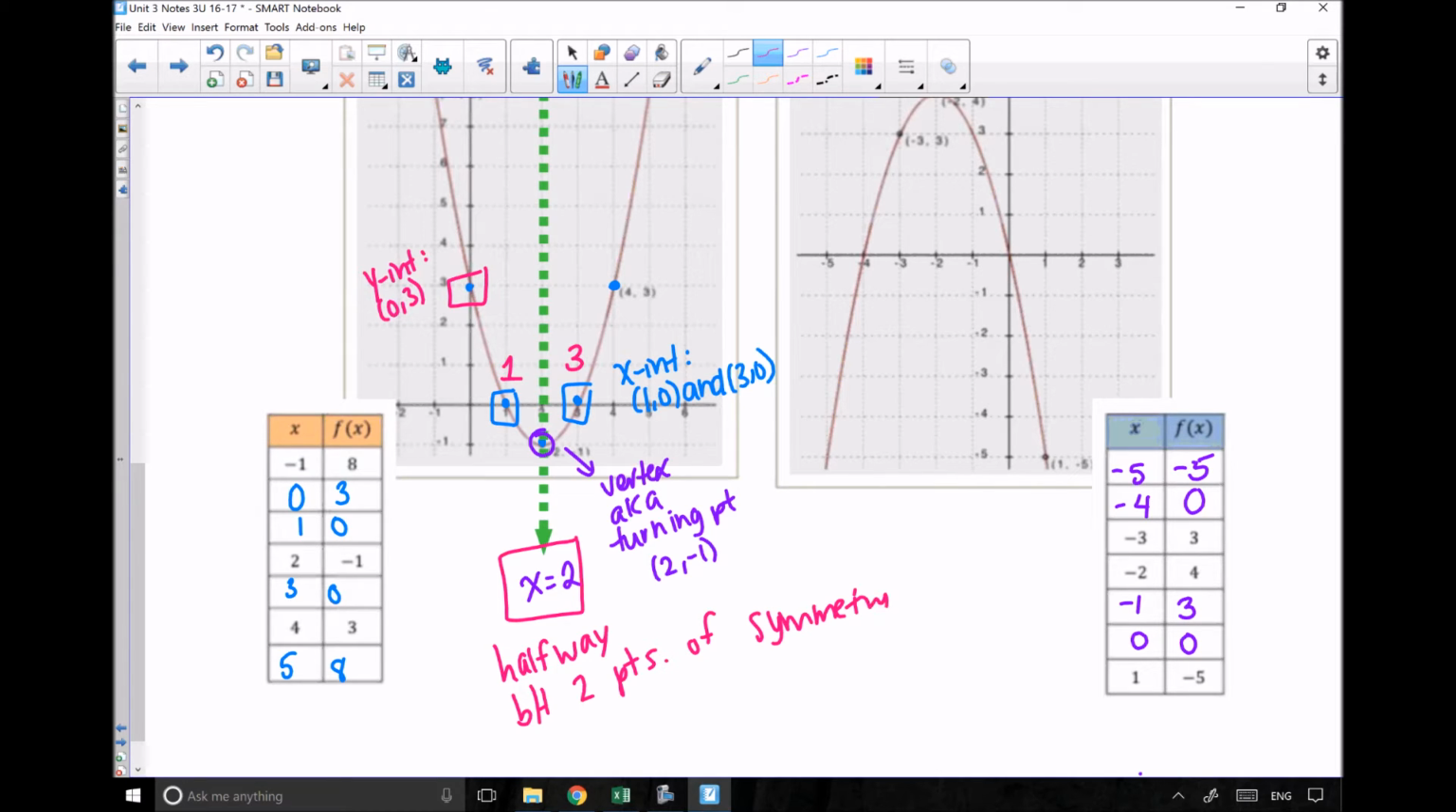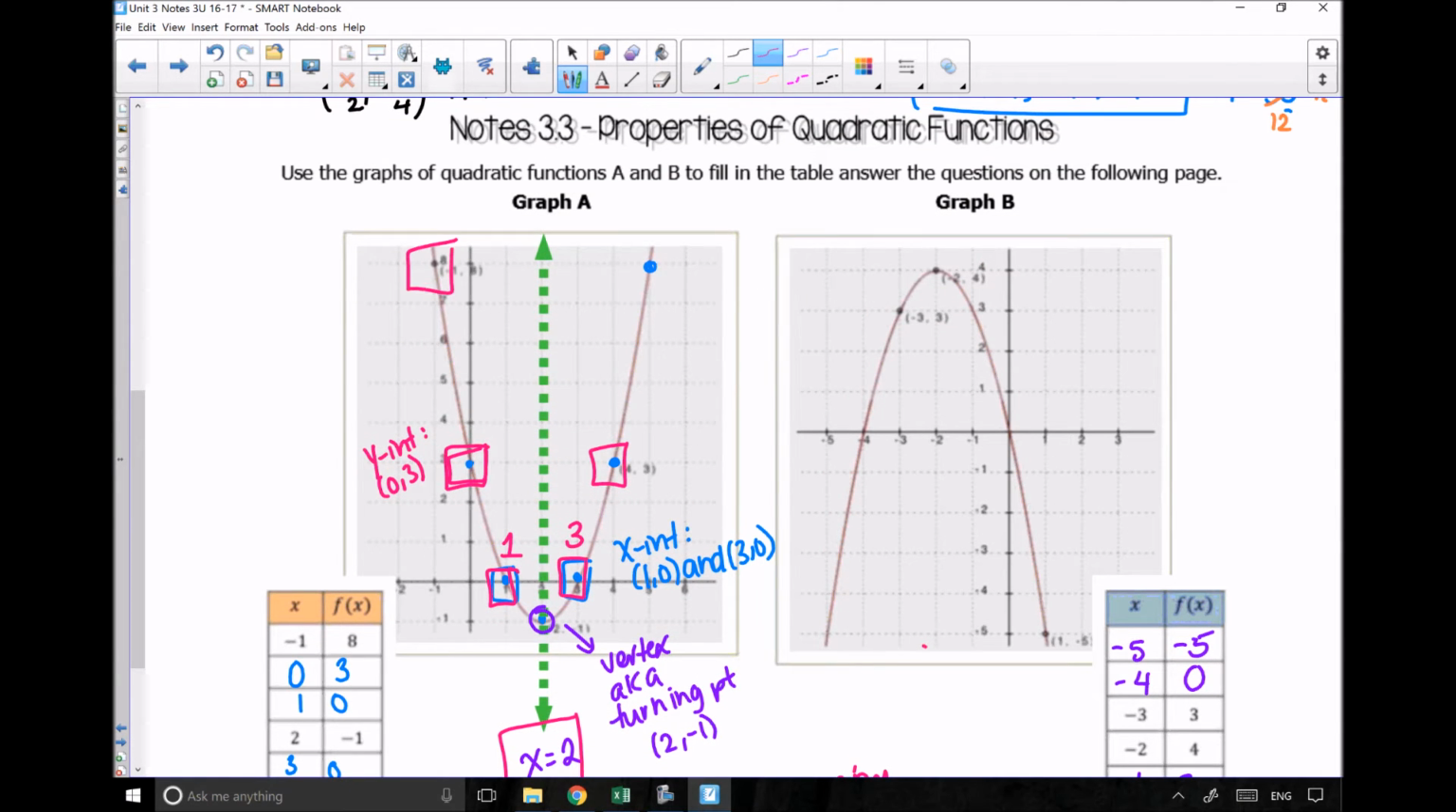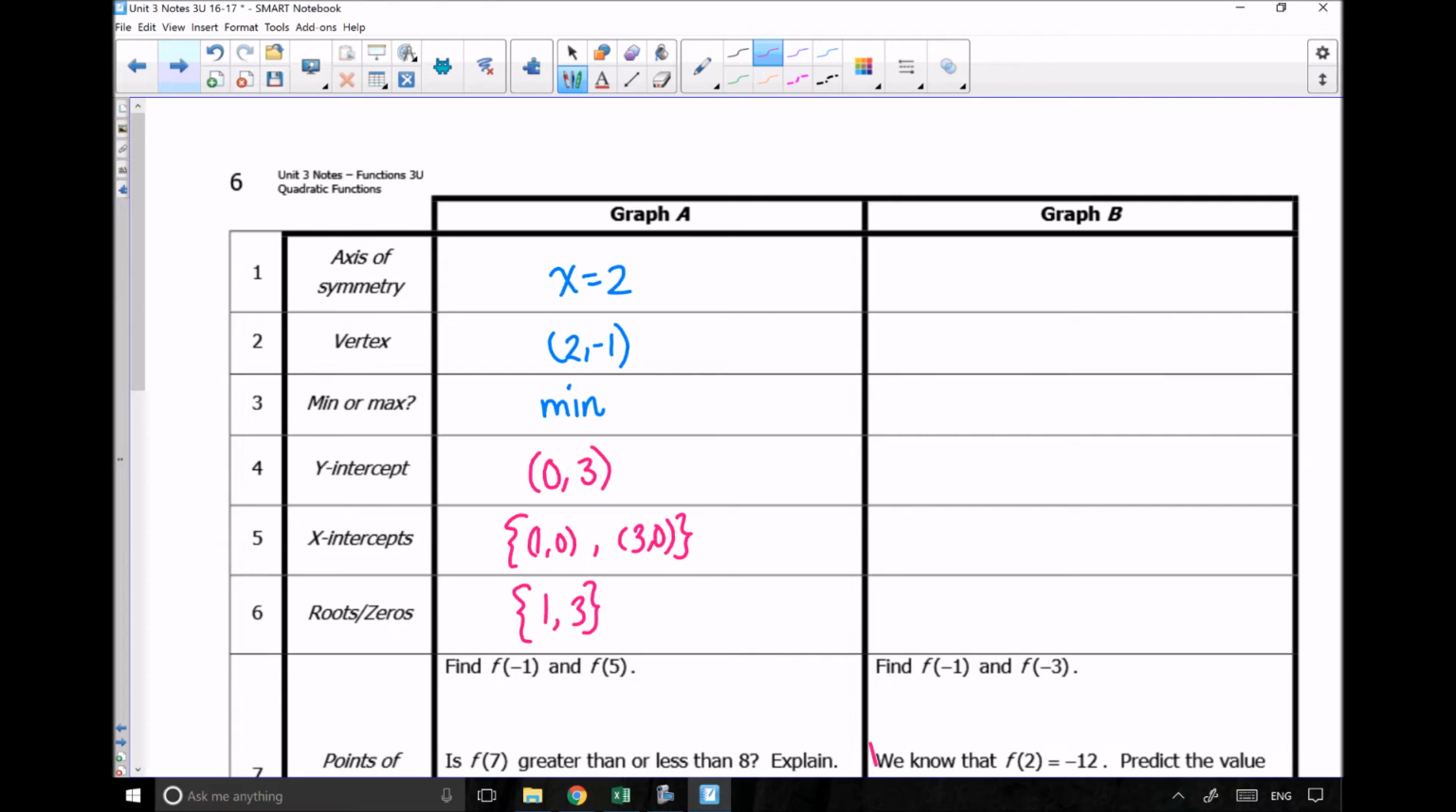So here, our 2 points of symmetry were our roots. But for example, right here we have (0, 3), and this point right here is (4, 3), and the axis of symmetry still occurs halfway between these 2 points. Over here we have (-1, 8) and (5, 8), and x equals 2 still is going to happen halfway between them. So that's always going to be important for you to know.